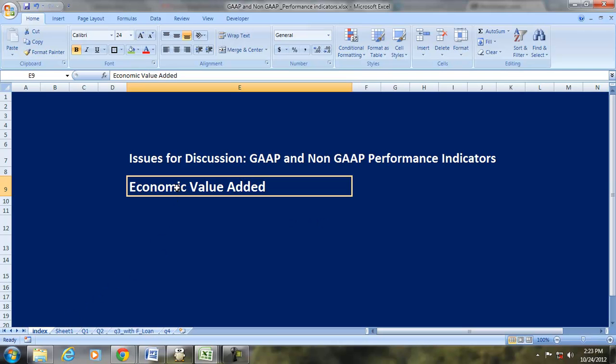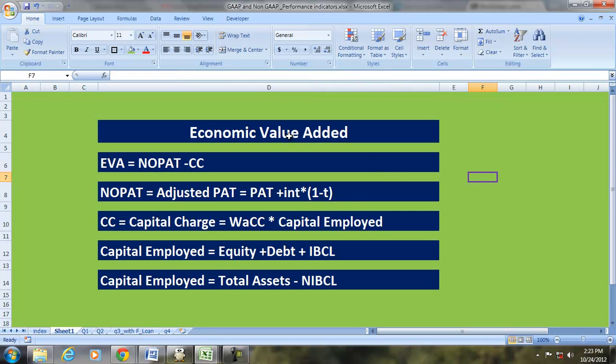But before we calculate EVA, which is the focus of our session, in this session we will try to calculate EVA from the information given in the balance sheet, income statement and cash flow statement. But before we do that, let us recap economic value added. The economic value added is the excess of net operating profit after tax but before interest over the capital charge. The net operating profit before interest and after tax is also known as the unlevered profit.